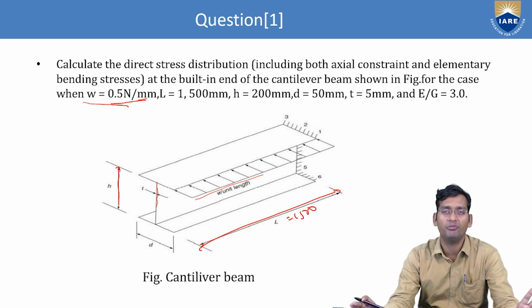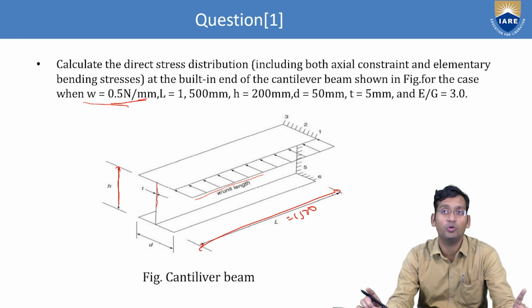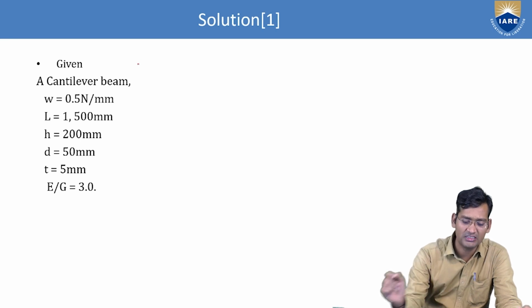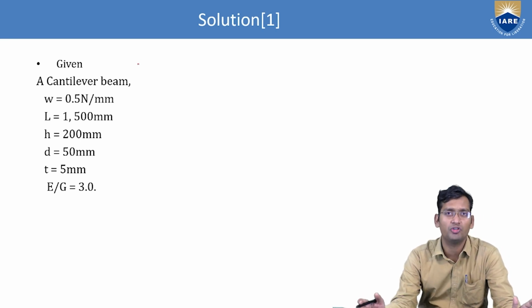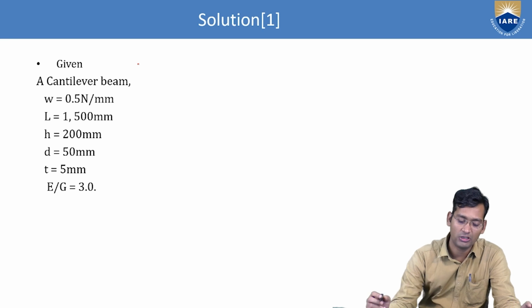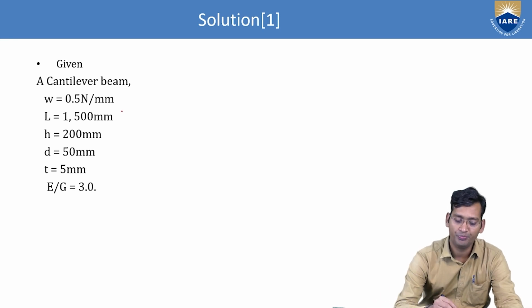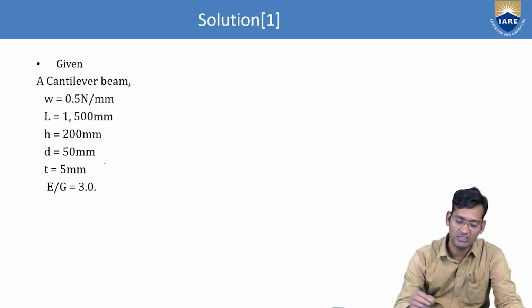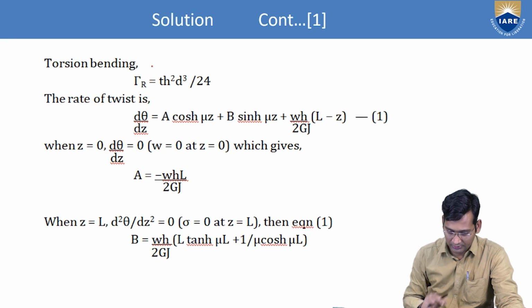Now what we have to do is find the direct stress distribution, keeping in mind both axial constraint as well as elementary bending stress. So these are the given data: a cantilever beam, W equals 0.5 Newton per mm, L equals 1500 mm, H equals 200 mm, D equals 50 mm, T equals 5 mm, and E by G is 3.